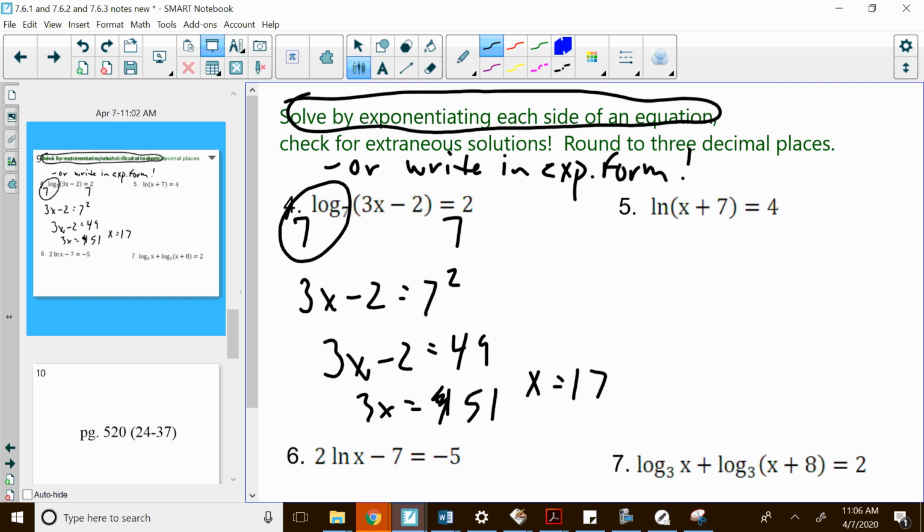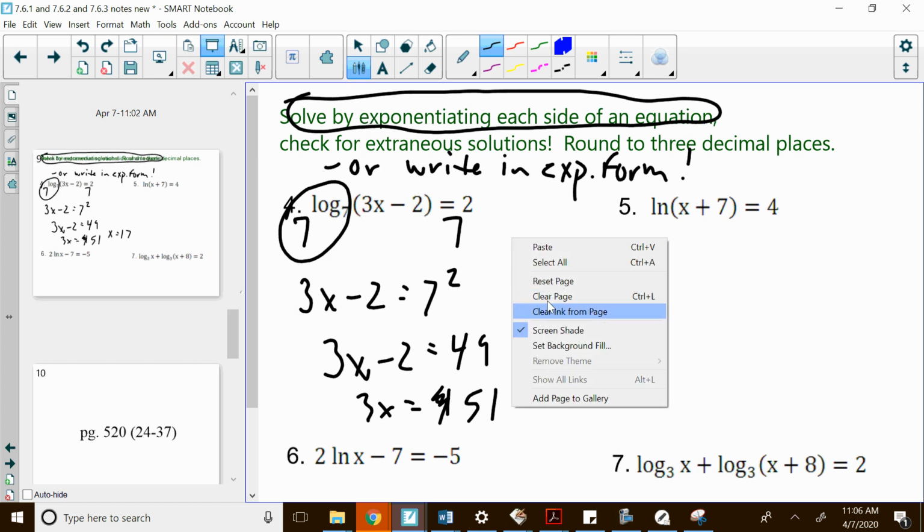And when you plug 17 in, you get 49 in there, a positive, and you get 2. So you're golden. This is a legit answer. Now, instead of referring to exponentiating, watch this. I'm going to clear this page.